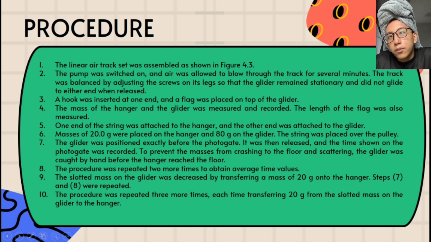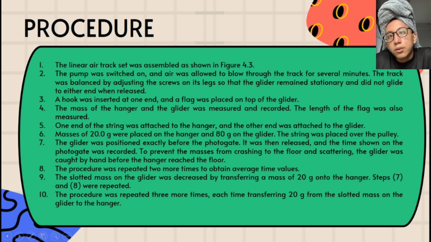Fifth, one end of the string was attached to the hanger and the other end was attached to the glider. Sixth, masses of 20 grams were placed on the hanger and 80 grams on the glider. The string was placed over the pulley. Seventh, the glider was positioned exactly before the photogate. It was then released, and the time shown on the photogate was recorded. To prevent the masses from crashing to the floor and scattering, the glider was caught by hand before the hanger reached the floor.